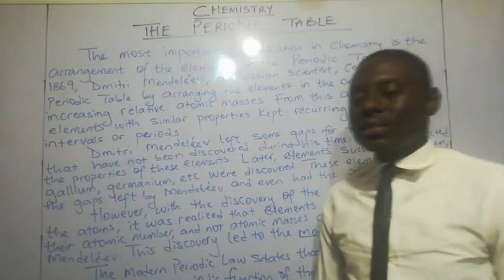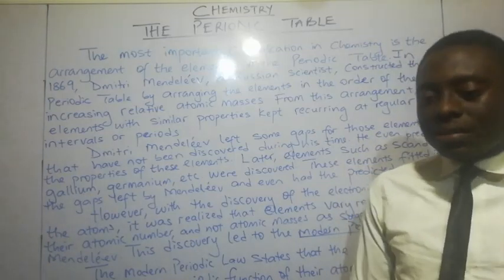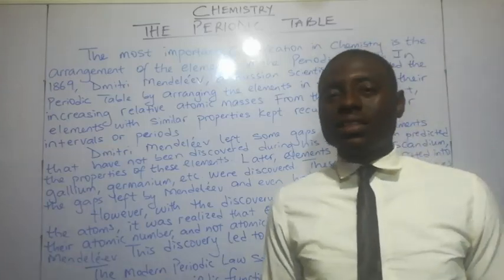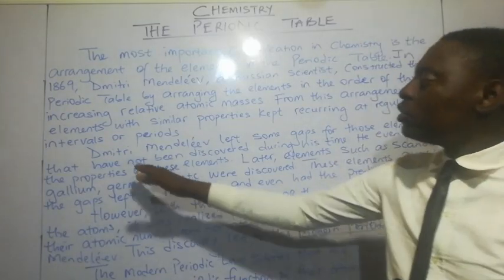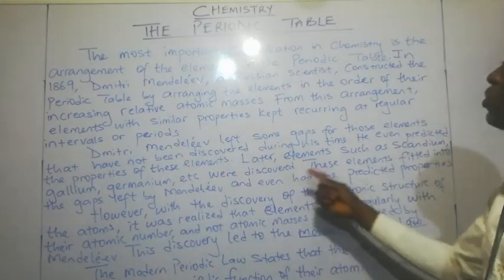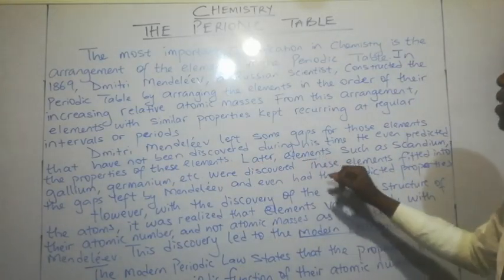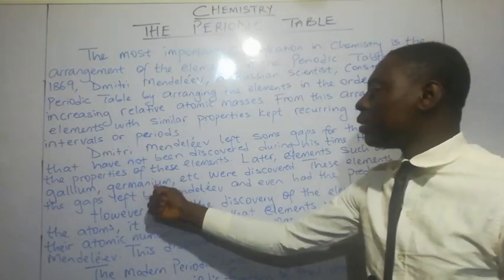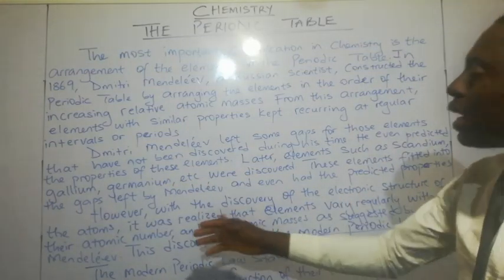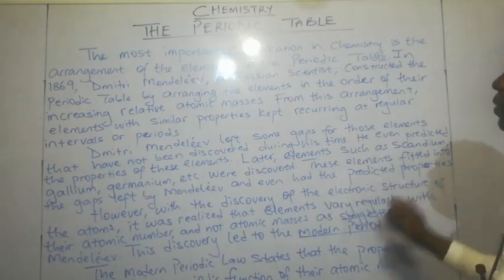he noticed that, but there were some elements that were not discovered during his time. Elements like gallium, scandium, germanium, they were not discovered during Dmitry Mendeleev's time. So what did Dmitry Mendeleev do? Dmitry Mendeleev left some gaps for those elements that had not been discovered during his time. He even predicted the properties of these elements. Later, elements such as scandium, gallium, germanium, etc. were discovered. These elements fitted into the gaps left by Mendeleev and even had the predicted properties.